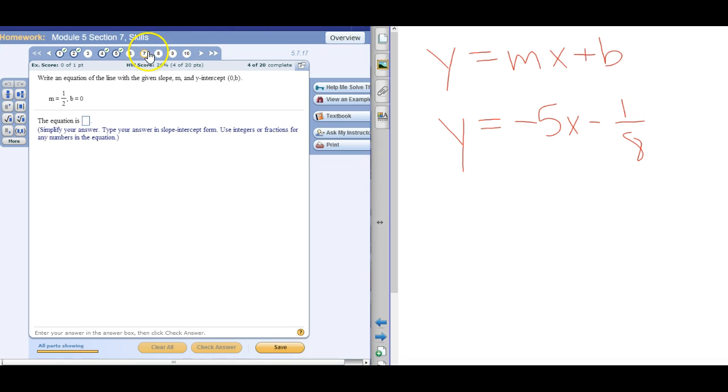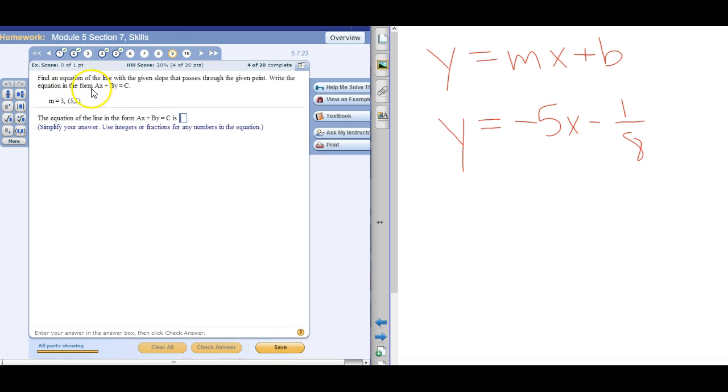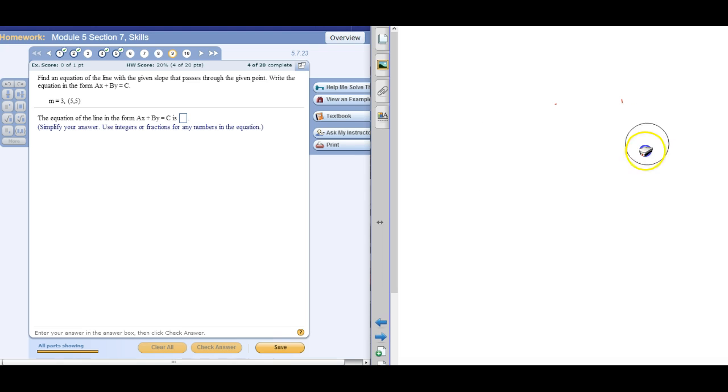All right, now let's look at a little bit more complicated type problem. Those are all the same in those cases. We want an equation that has this slope, goes through this point, but it has to be in this form. So this is a little bit more complicated because we have to get into that ax plus by equals c form. I'm going to show you a couple ways to do this. So first, I'm going to use this equation.